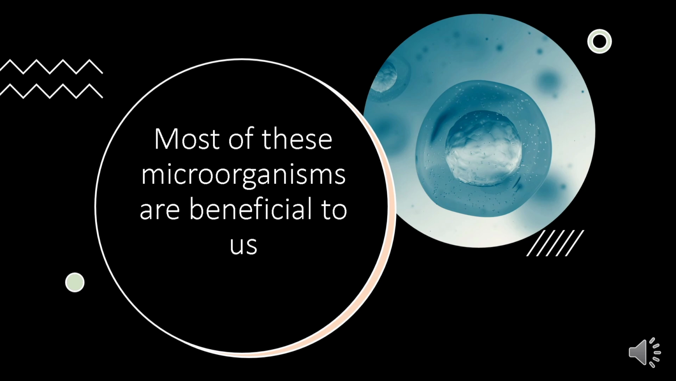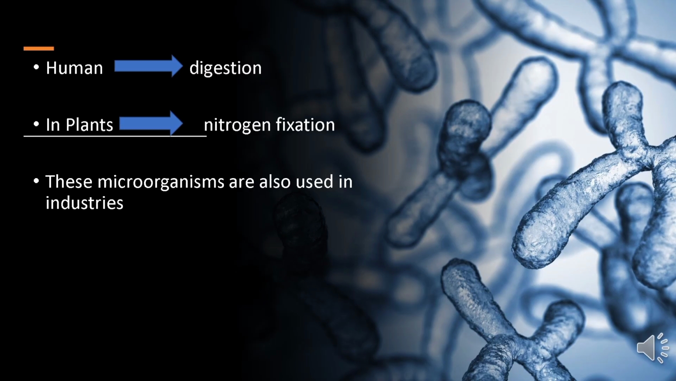For example, humans have normal microbiome that helps in digestion. In plants, bacteria help in nitrogen fixation, etc. These microorganisms are also used in industries.